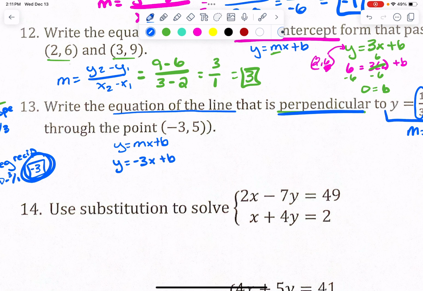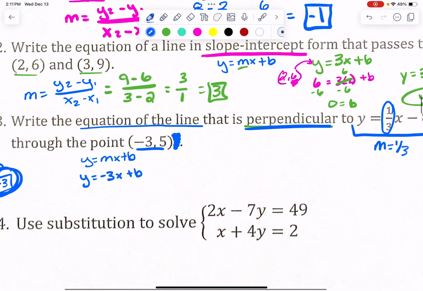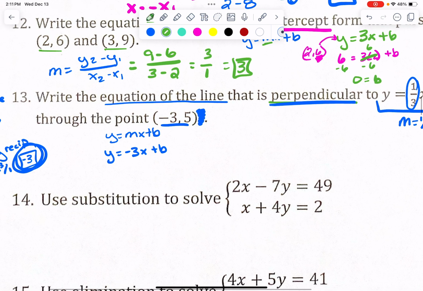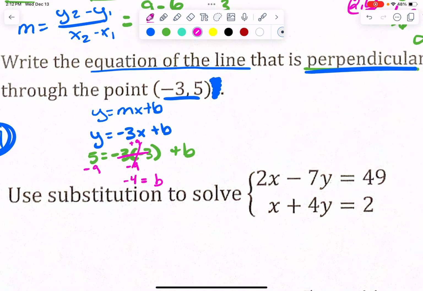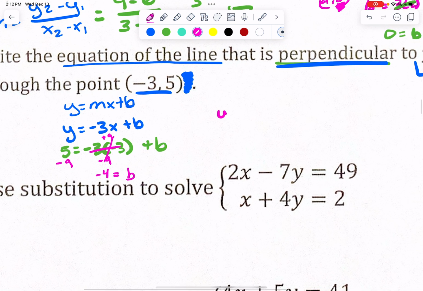Plus b, and I don't know why there's another set of parentheses there. That's a typo. But anyway, I want it to go through the point -3, 5. So just like we did up here, I'm going to plug points in and solve for b. So 5 goes in for y, -3 times -3 plus b. Multiplying -3 and -3 is +9. To get the 9 moved over to the other side to solve for b, I'm going to subtract. So b is equal to -4. All right, my final answer then is y equals -3x minus 4.